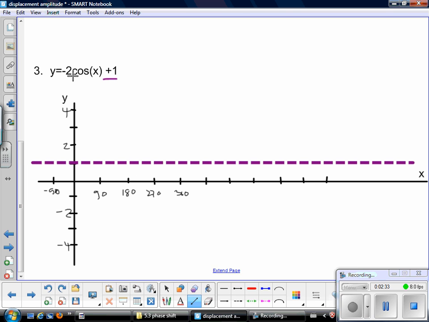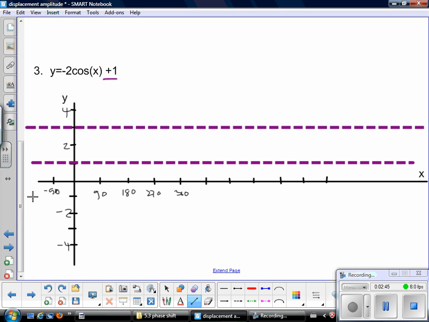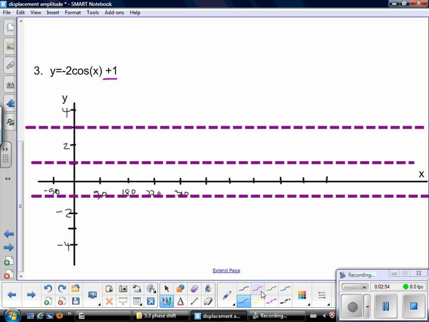Then I look at the amplitude. The amplitude is 2, even though I have a negative here. So it means I need to go up 2. So now I'm at 3 and down 2, which means I'm at -1. And cos normally starts at the highest and comes down. Because of that negative here, it means that I'm going to start at the lowest spot and go up. Lowest spot, go up.